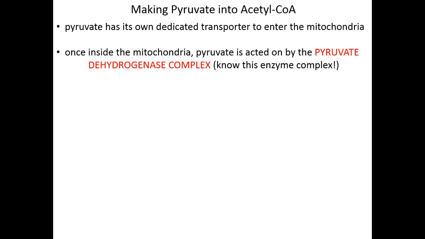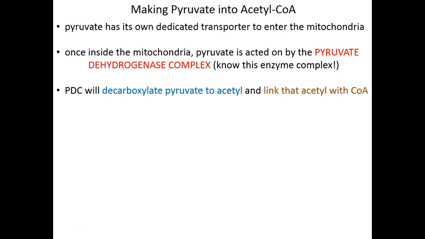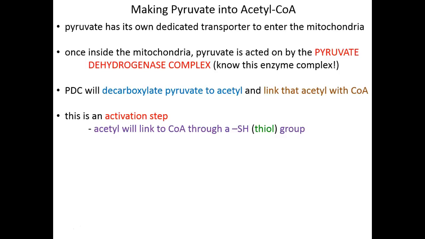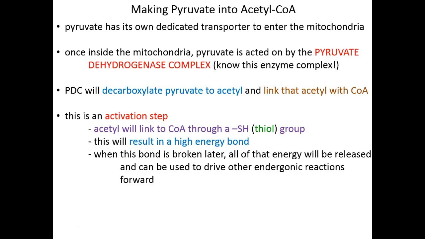So this is going to be a redox enzyme. This enzyme is going to catalyze a redox reaction for us. A little bit more specifically, the PDC will first decarboxylate pyruvate and then steal electrons from it, converting that pyruvate into acetyl, and the acetyl will then be linked to CoA in an activation step in order to make that acetyl more reactive so that it will willingly enter the citric acid cycle. Like all things linked to CoA, acetyl will link to CoA through CoA's thiol group, creating a high energy bond, and that energy will be what fuels the condensation of acetyl with oxaloacetate later on.